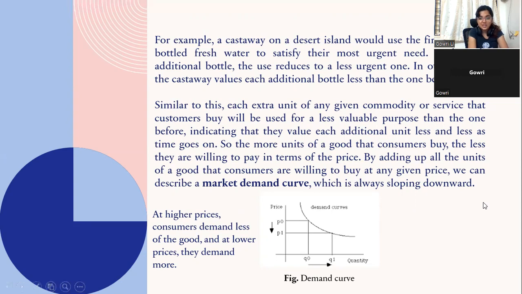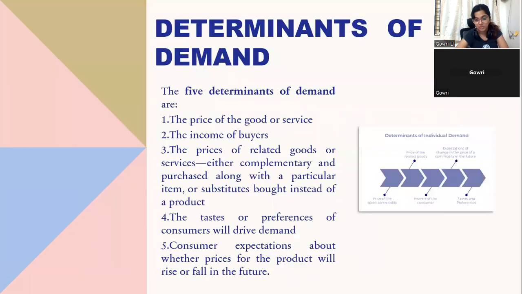In the picture, as it suggests, Q0 and Q1 are the quantities, whereas P1 and P0 are the prices. For Q0, the corresponding price P0 is high because the quantity is less. Similarly, for a greater quantity at Q1, the price is much lesser at P1. This tells us that at higher prices, consumers demand less of the good, and at lower prices, they demand more. They are inversely proportional to each other.